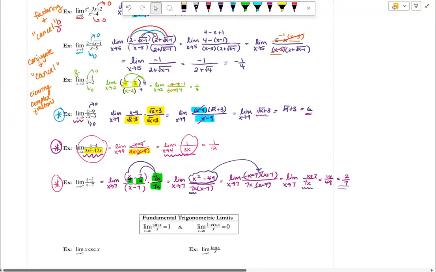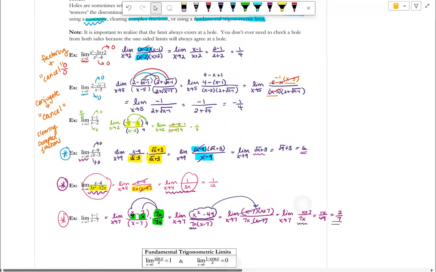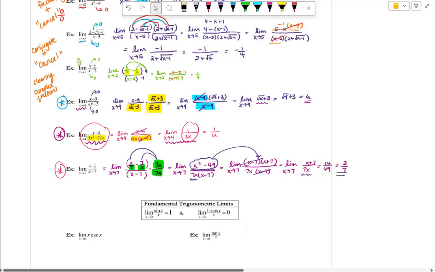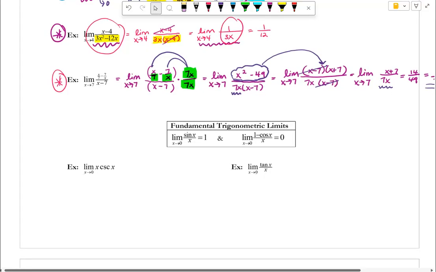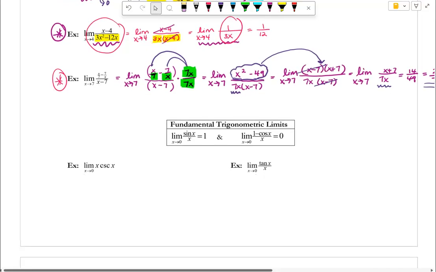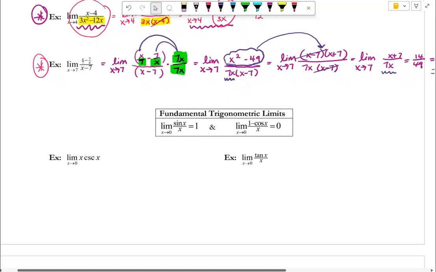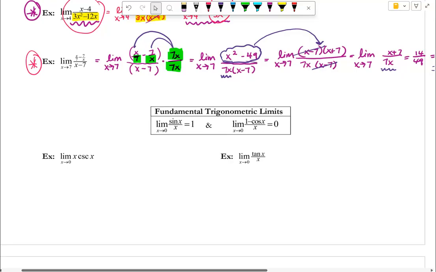All right, so those are the 3 main algebraic manipulations that we can do to remove a hole discontinuity. There's one other thing that we're going to learn today, and then in Unit 2, we'll actually learn one more thing we could do to evaluate these limits. All right, so there are 2 fundamental trig limits that we really just should memorize. And I want it to be really clear that it's not just the limit as x approaches anything of sine of x over x equals 1. It has to be specifically the limit as x approaches 0.